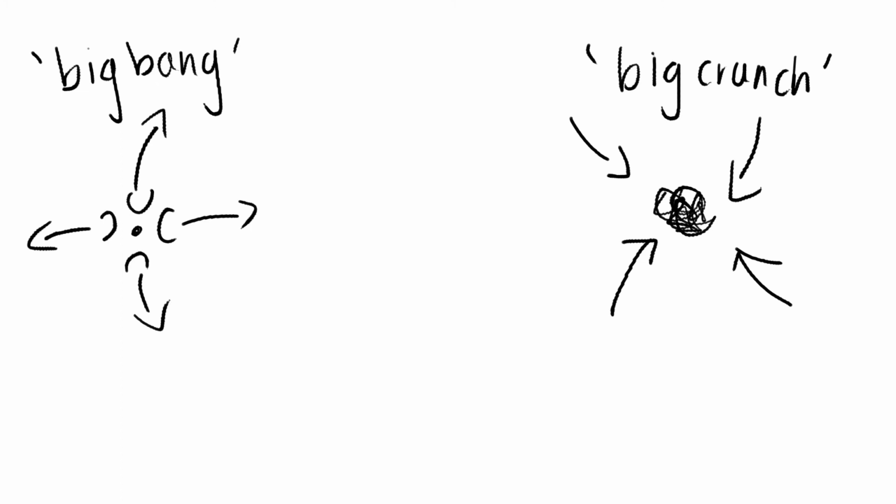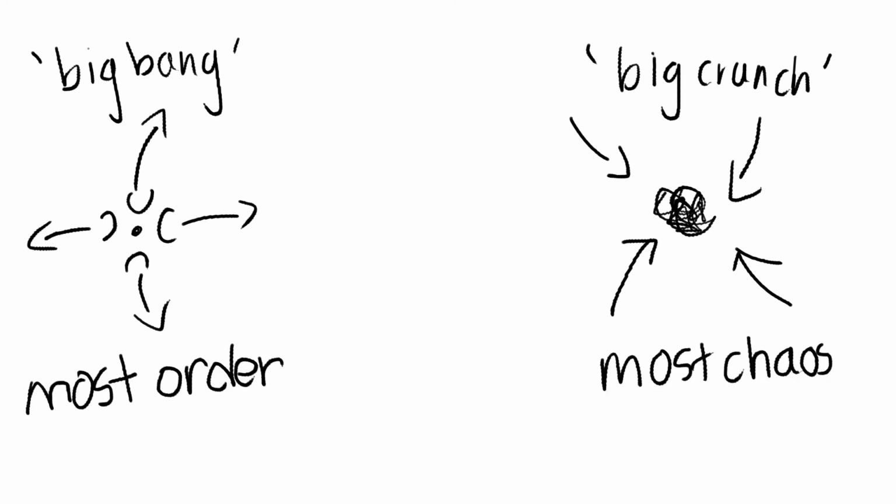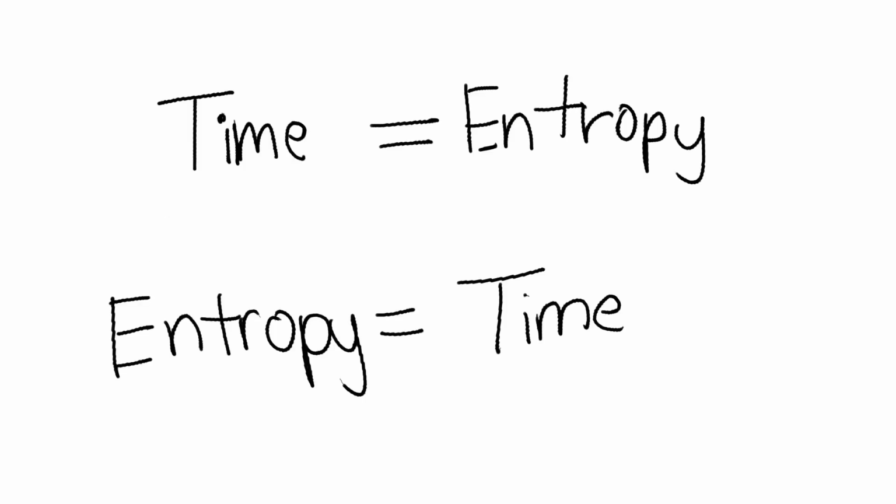Just as your birth and your death represent the states of most order and most chaos respectively, the birth of the universe and the death of the universe represents the states of most order and most chaos respectively. The birth of the universe is the moment when time began, and the death of the universe, this theory suggests, will be the moment when time ends. To conclude, time is entropy and entropy is time. You cannot have one without the other, as they are directly interlinked with each other, and that is what the arrow of time is all about.